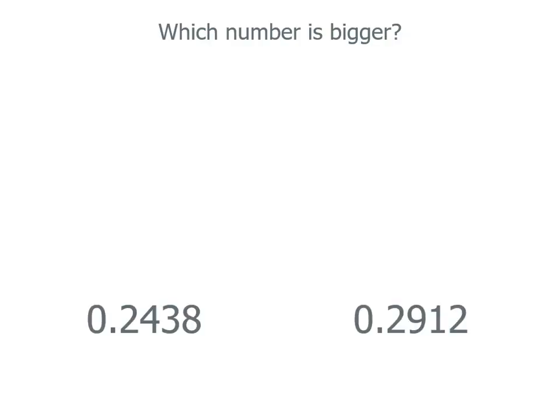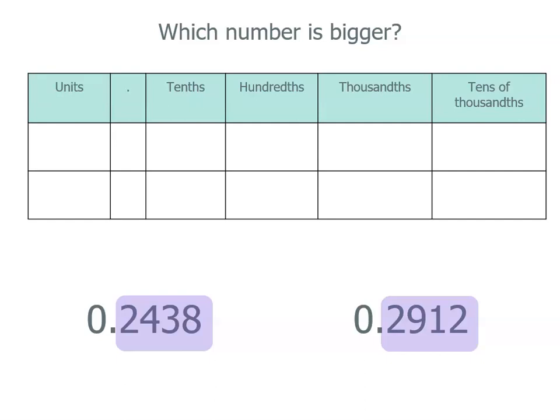Let's compare some decimals, and we want to know which of these two numbers is bigger. We've got two numbers that both have 4 digits after the decimal place. So we need to pop them in a place value table that actually goes out to tens of thousands. That's 4 places to the right of our decimal point.